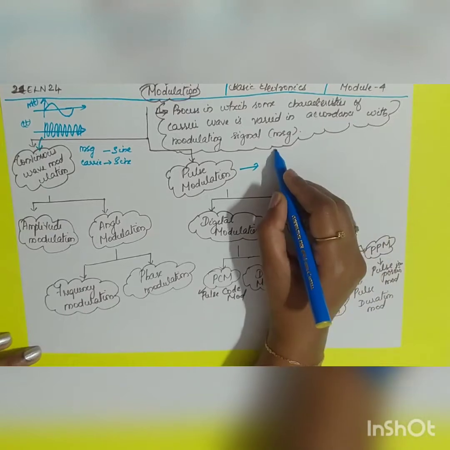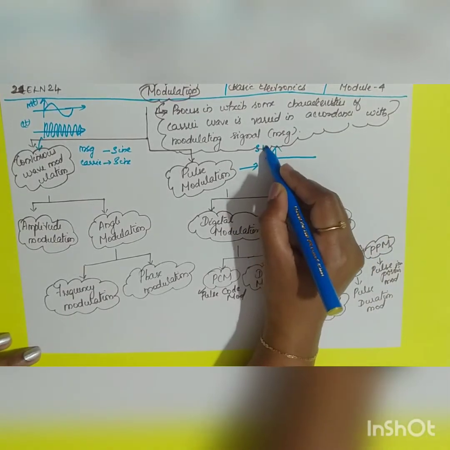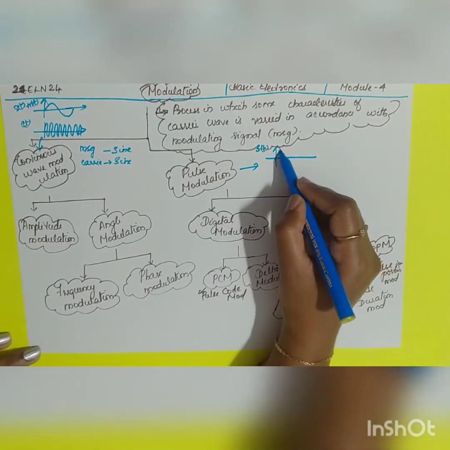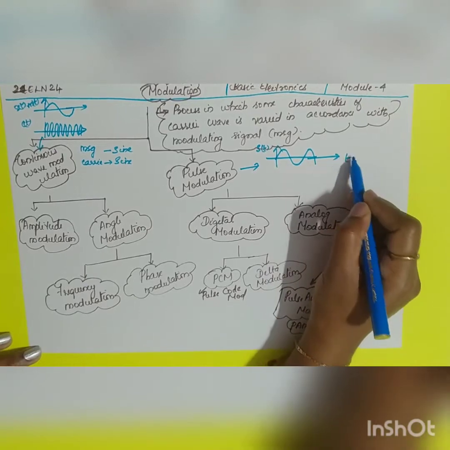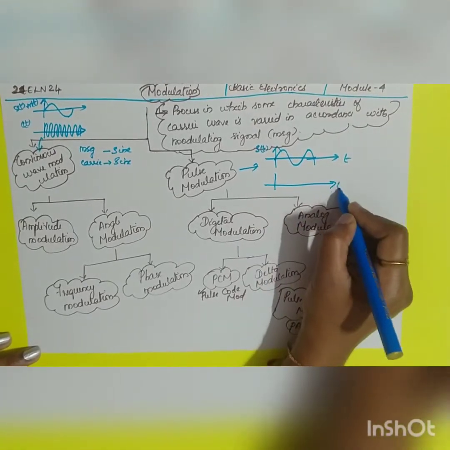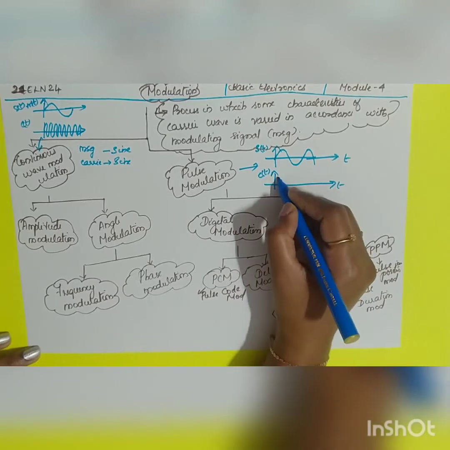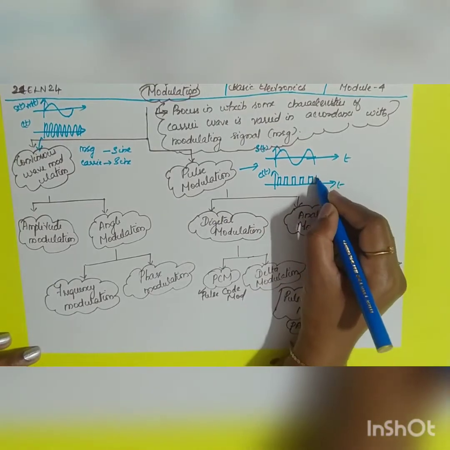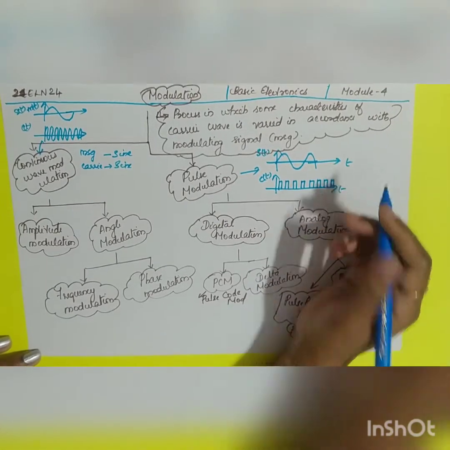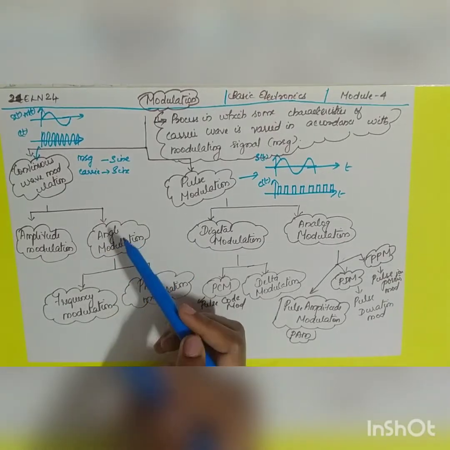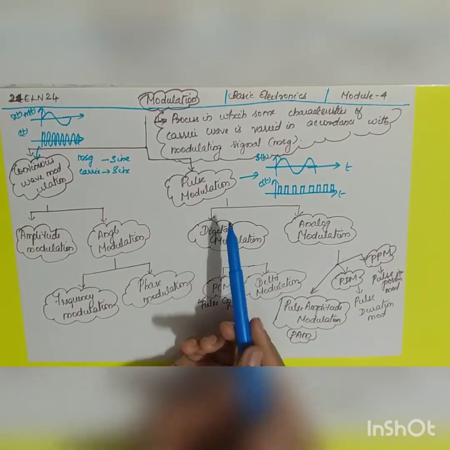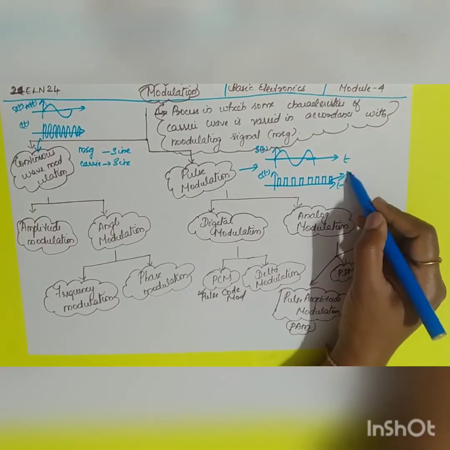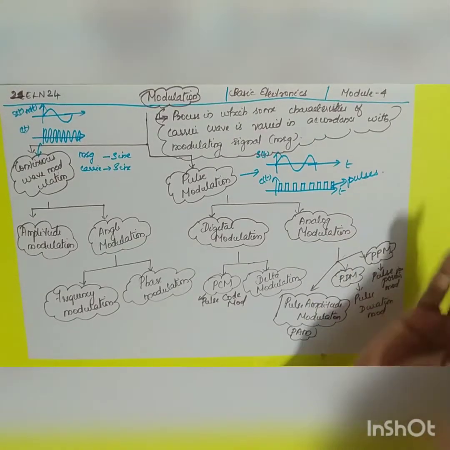But whereas in the case of pulse modulation, your S of t or your message signal, you can take this as S of t or M of t. Okay, message signal is sinusoidal in nature, low frequency signal, but your carrier signal, in this case C of t, is a train of pulses. Okay, so this is the difference between your carrier signal. So carrier signal is sine wave in the case of continuous wave modulation, whereas in the case of pulse modulation, the carrier wave is a train of pulse, sequence of pulses. Okay, name itself gives you the meaning.